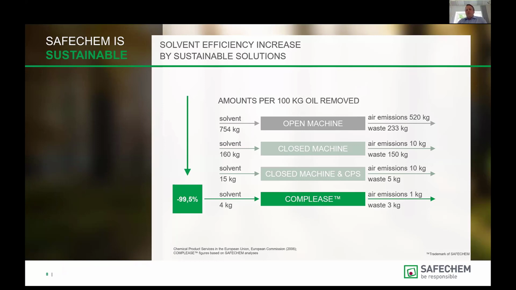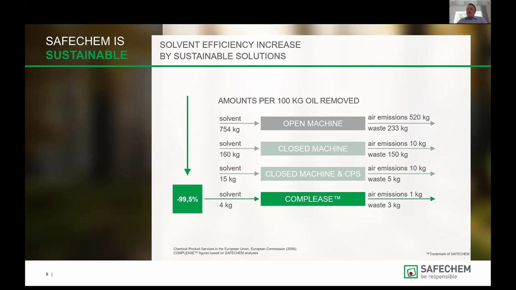And when you then apply what we are doing, CPS, chemical product services, on top of that closed machine, it's possible to bring it further down to just 15 kilos to do exactly the same job, remove 100 kilos of oil, because we were able to reduce the solvent in the waste stream considerably by offering these services.